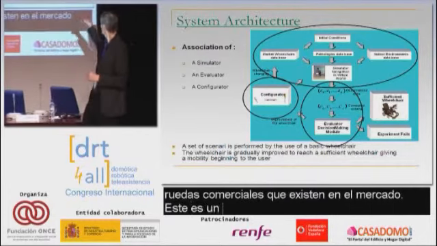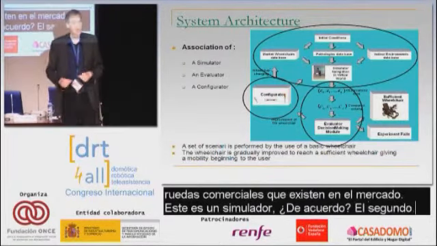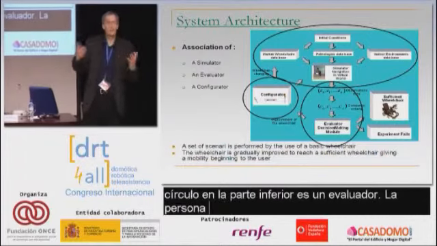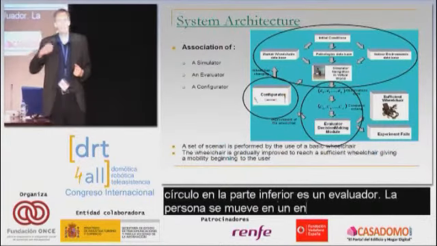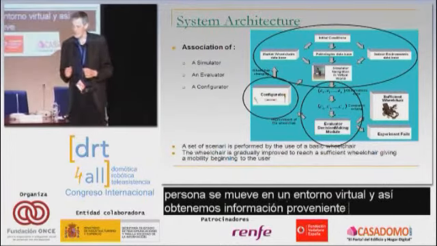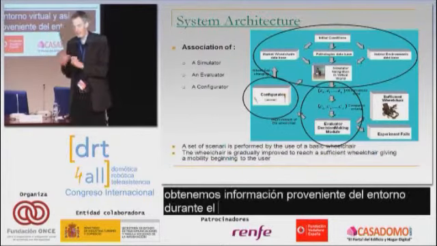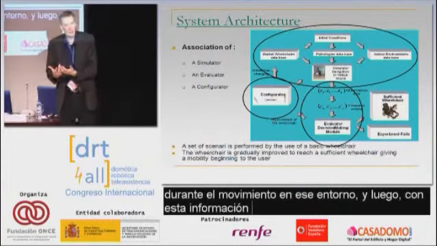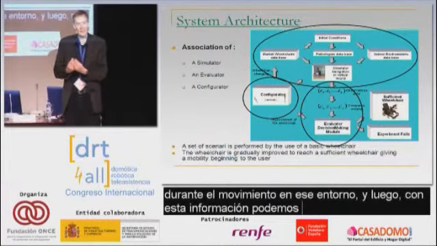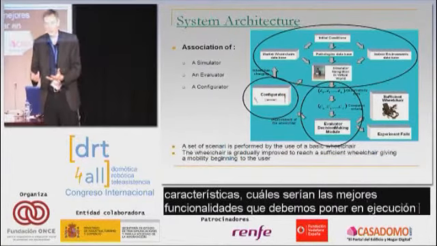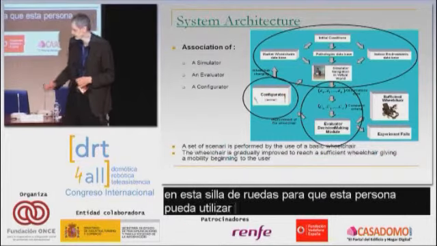The second circle on the bottom is an evaluator. The person moves in the virtual environment and we get some information from the environment during the motion. And then with this information and some criteria, we propose what is the best characteristic, the best function we must implement on this wheelchair in order that this person can use the wheelchair. This is a configurator, the third part.